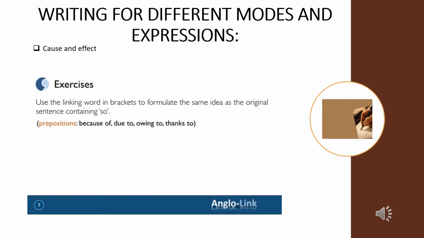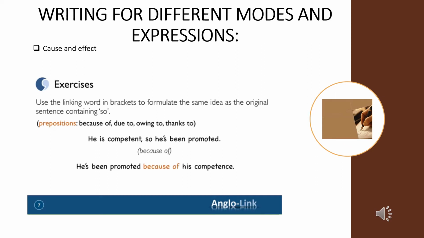Okay, let's look at prepositions because of, due to, owing to, and thanks to. Number 7. He's competent, so he's been promoted. Because of. He's been promoted because of his competence. So here we have used a real noun, competence. You could switch the sentences round. Because of his competence, he's been promoted.